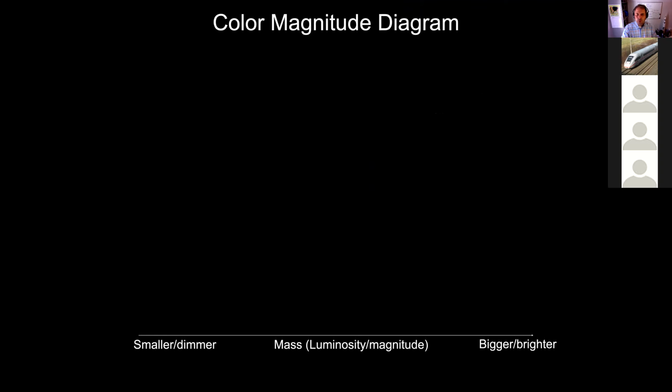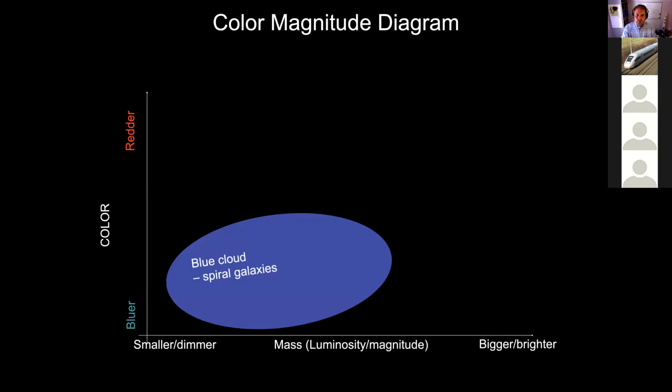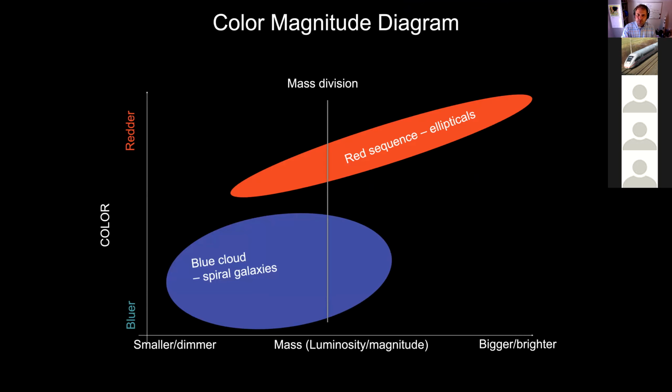And so if you put that on a color magnitude diagram, you have smaller and dimmer on one side, and brighter and bigger on the other side. So you can have mass or the equivalent luminosity on the x-axis, and then put color on the y-axis with bluer and redder. And so you've got a blue cloud, that's all spiral galaxies, and you've got a red sequence, and that's all ellipticals. And that's how we thought of galaxies as a whole. And so that's what we got from the experts so far.